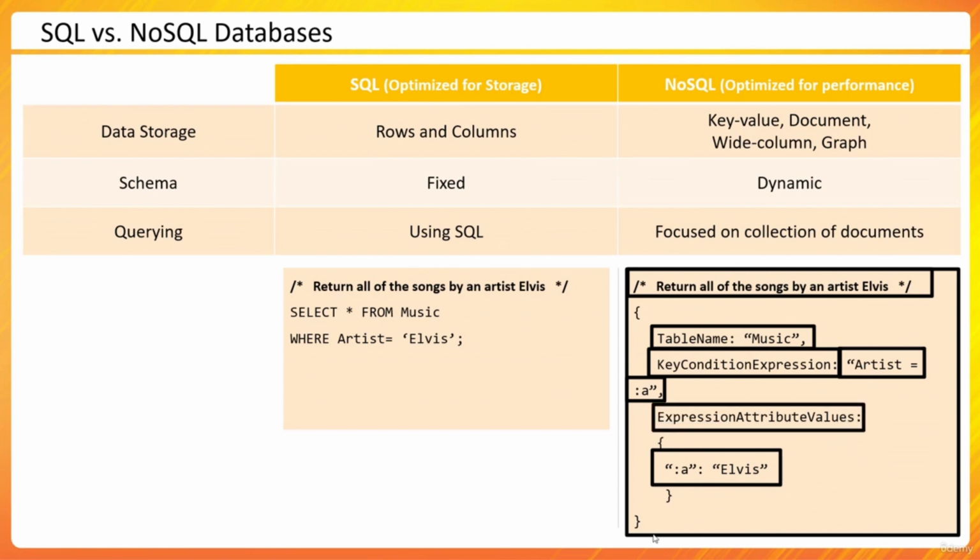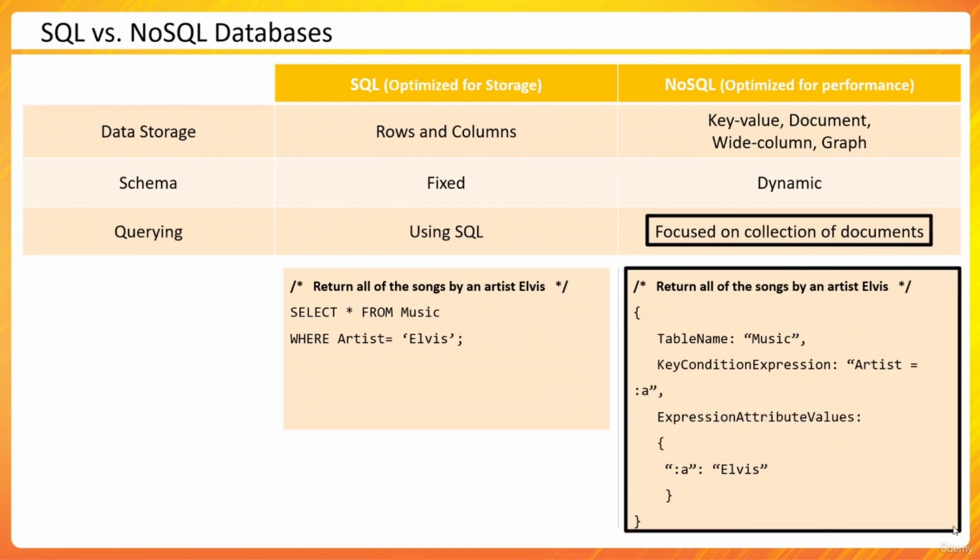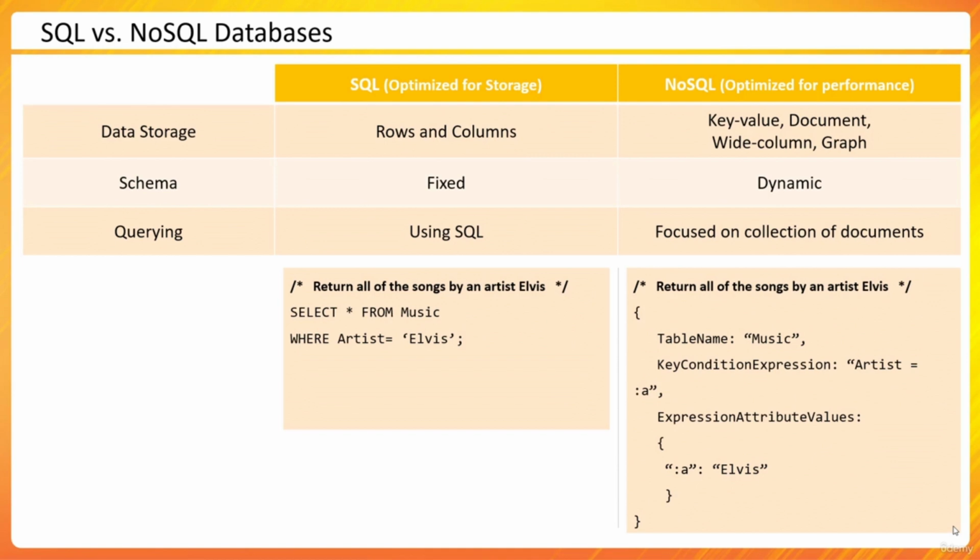So this is the way I would query these NoSQL databases. This is just one example. Some NoSQL databases would have a very specific way of querying the data, or some may support SQL also. So the focus here is on the collection of documents. A whole document is returned to you, and then from there you would be able to filter whatever you require. So here the focus is on the collection of documents, not on individual items within it. Hopefully this is clear.